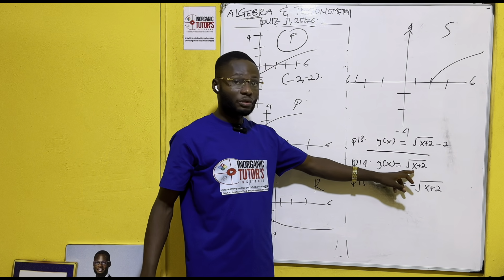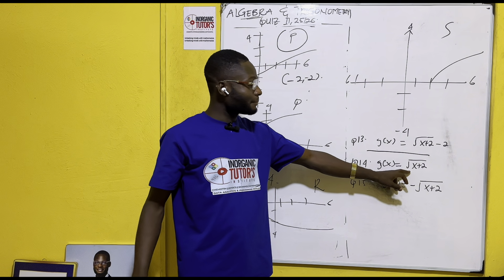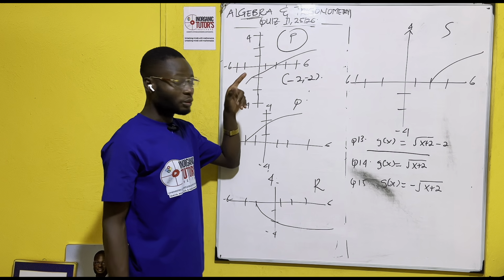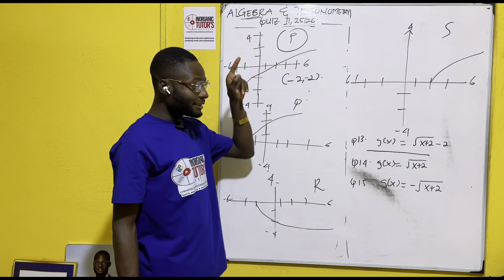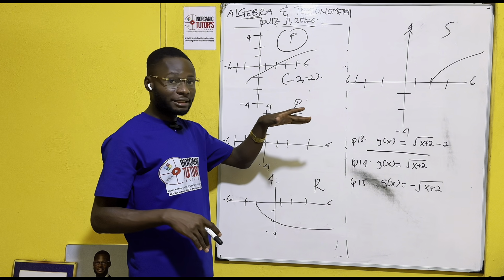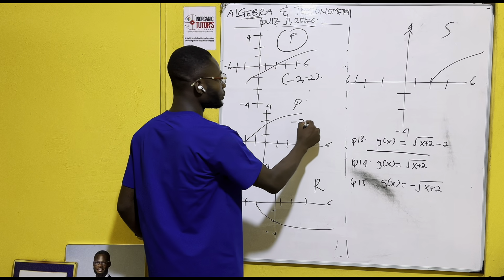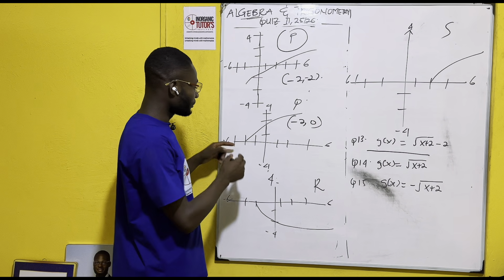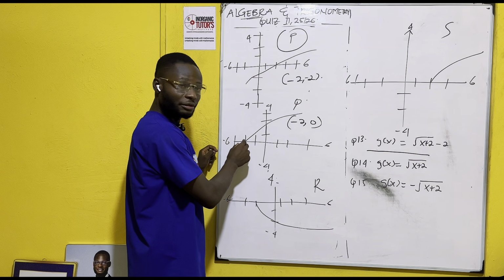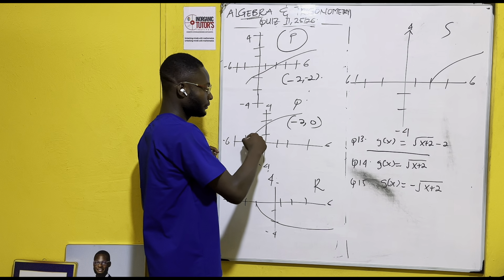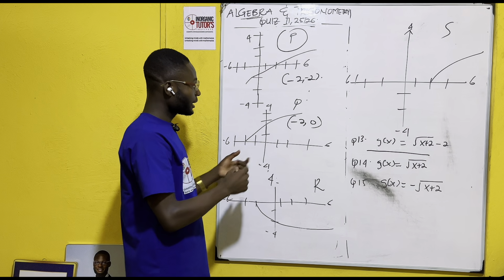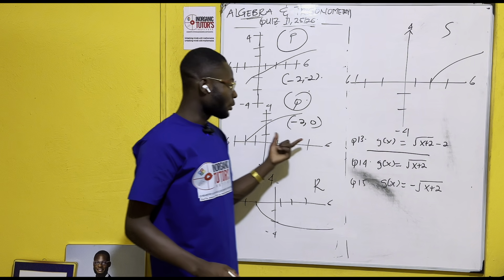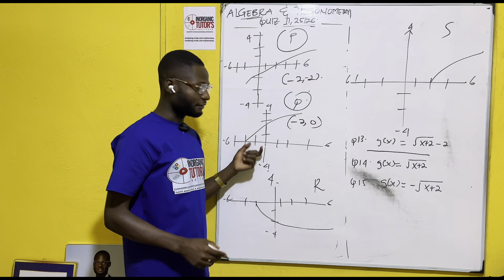It says g of s is equal to square root of s plus 2. s plus 2 goes to 0, and then we have s equals minus 2. So the starting point is minus 2, but it doesn't have any vertical movement. So we have minus 2, 0. And clearly, we can look at it from this direction here, minus 2, 0 for the Q. So that is the Q for g of x is equal to square root of s plus 2. We represent the Q graph.